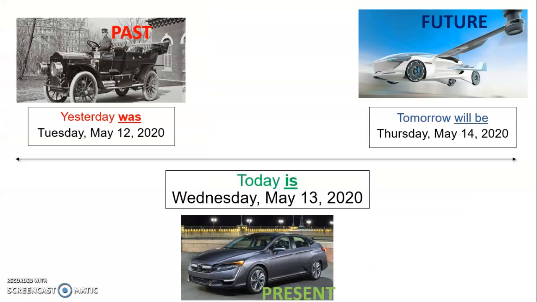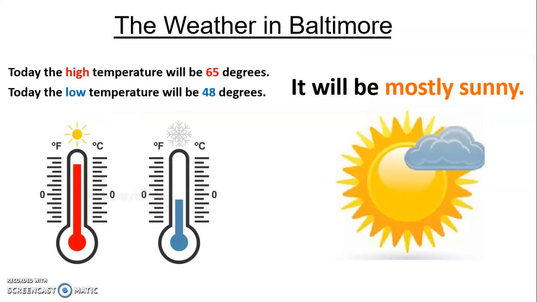So yesterday was Tuesday, May 12th, 2020. Today is Wednesday, May 13th, 2020, and tomorrow will be Thursday, May 14th, 2020. The weather in Baltimore today, the high temperature will be 65 degrees, the low temperature will be 48 degrees, and it will be mostly sunny.